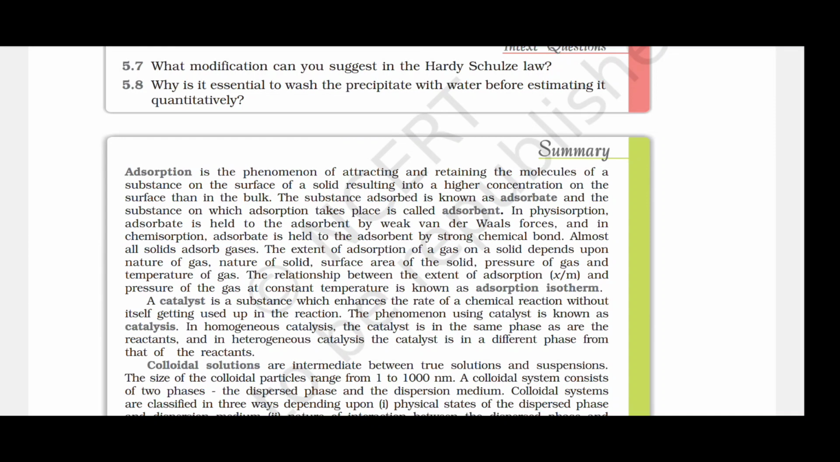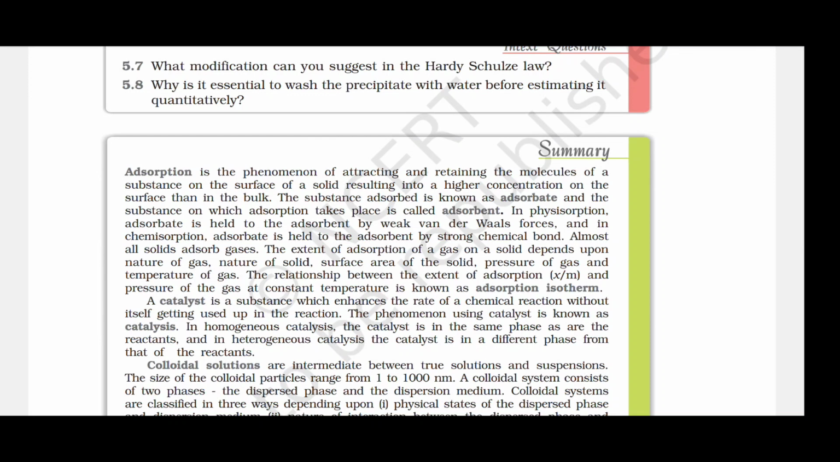Summary. Adsorption is the phenomenon of attracting and retaining the molecules of a substance on the surface of a solid, resulting in a higher concentration on the surface than in the bulk. The substance adsorbed is known as adsorbate, and the substance on which adsorption takes place is called adsorbent. In physisorption, adsorbate is held to the adsorbent by weak van der Waals forces, and in chemisorption, adsorbate is held to the adsorbent by strong chemical bond.